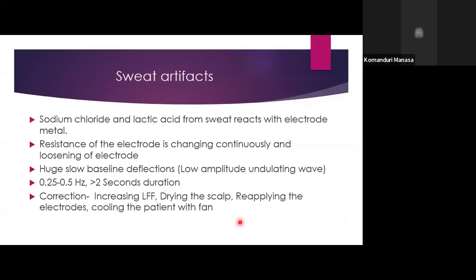So sweat artifact: sodium chloride and lactic acid from the sweat react with the electrode metal, which alters the resistance. Impedance of the electrode will be changing continuously, and there will be loosening of the electrode. This will cause a baseline deflection, a low amplitude undulating wave lasting greater than 2 seconds. So we can remove the sweat artifact by increasing the low frequency filter, drying the scalp, reapplying the electrode, and cooling the patient with the fan.